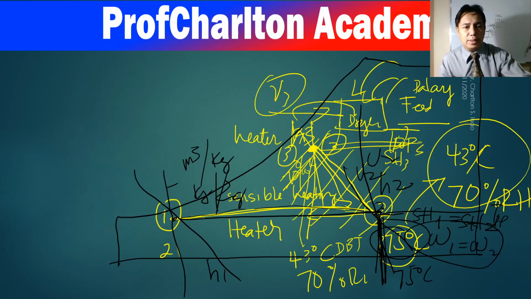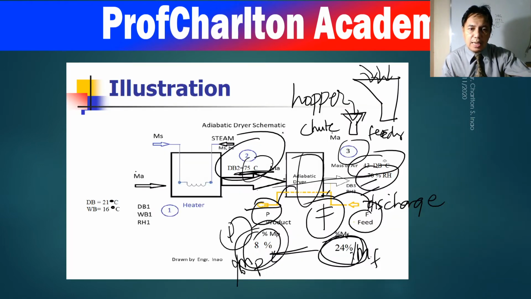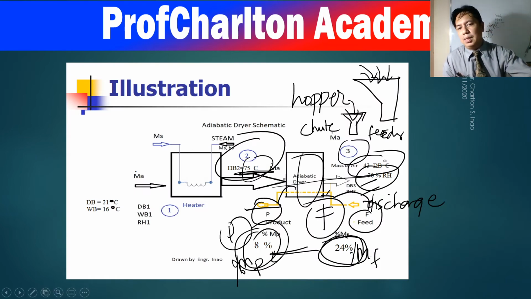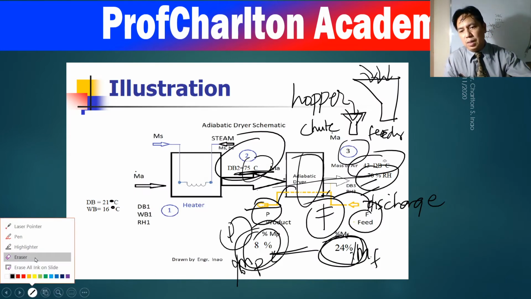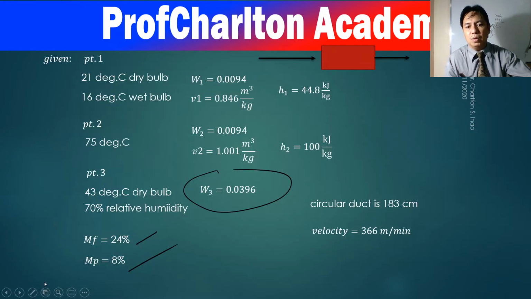Here, yeah. At point 0.3, there's a specific humidity here, W3 or specific humidity 3, depending on how you represent it in your calculations. Then you can get here the V3. You can also get here the H3, enthalpy at 3. Okay? So if you get all those parameters, then we are good to go solve.